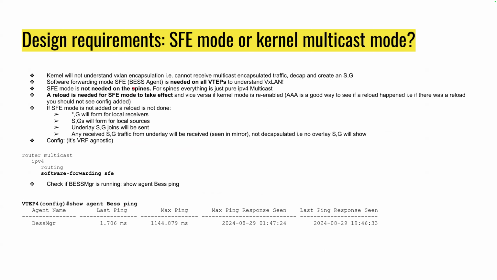All right. And regarding using SFE mode or kernel mode, I think we discussed this quite extensively in the last session, and we require SFE mode. I think everybody agrees that we need to use SFE here, because kernel mode doesn't understand VXLAN encapsulated multicast feed. Again, this is VRF agnostic. So we go under router multicast ipv4 and give software forwarding sfe. A reload is necessary for this to take effect. And how do we check? We just use this command, show platform trident or show agent best manager ping.